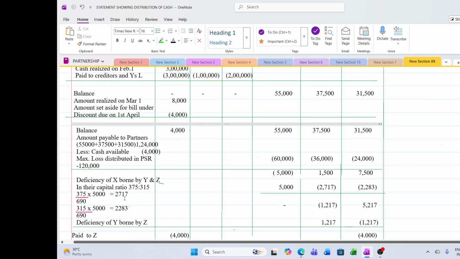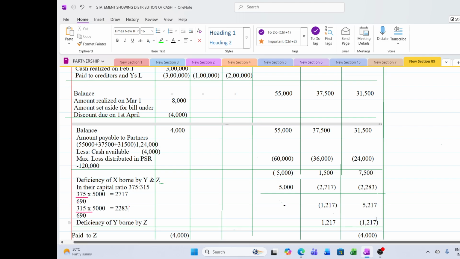So Y has to bear 2,717 and Z has to bear 2,283. So when you subtract this, see this fellow is having only 1,500. Now he has to bear 2,717. Again, he also comes in a minus figure. So this will be met by Z now.